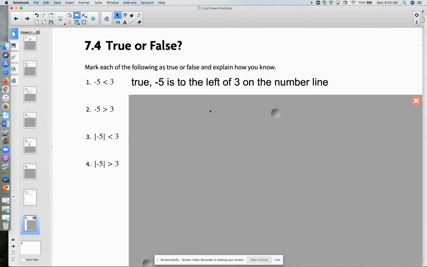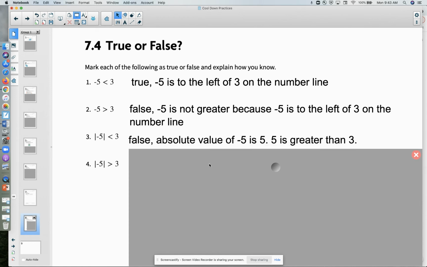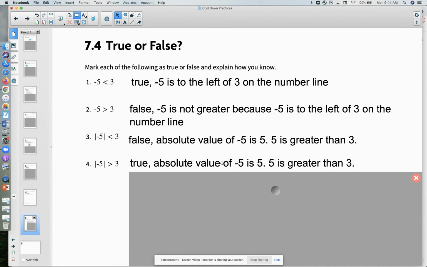True, -5 is to the left of 3 on the number line. So that's true. -5 is less. False, -5 is not greater because -5 is to the left of 3 on the number line. False, the absolute value of -5 is 5. 5 is greater than 3. And the true, absolute value of -5 is 5. 5 is greater than 3. All right?